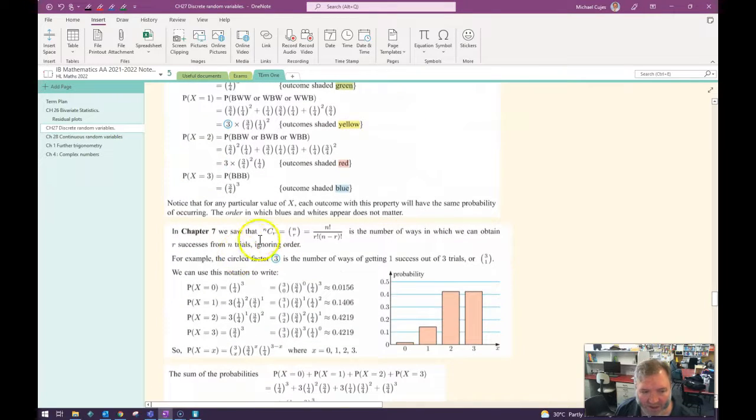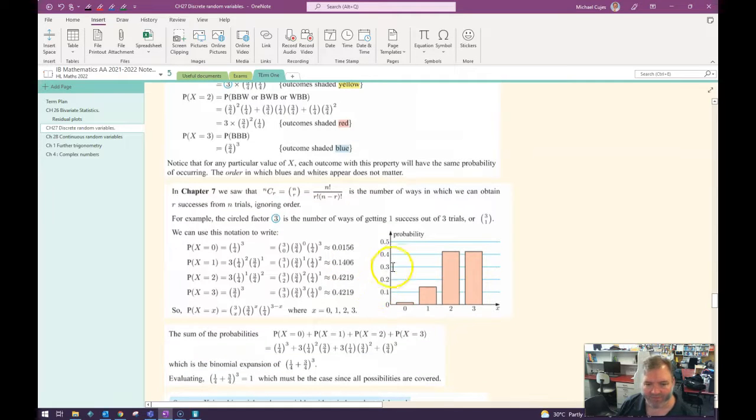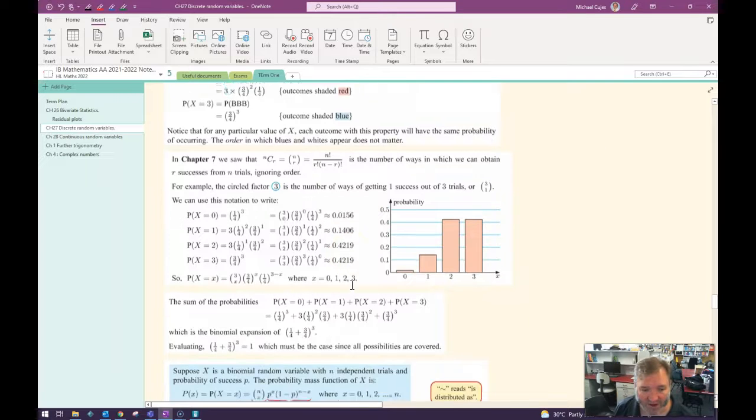You might recall they are combinations, and that was way back in chapter 7. I'm sure you do. Isn't it terrible how they've used these ugly decimals rather than writing nice fractions? But that's okay. Is this a probability mass function? Yes, if I add up each of those probabilities, the total is going to equal 1.